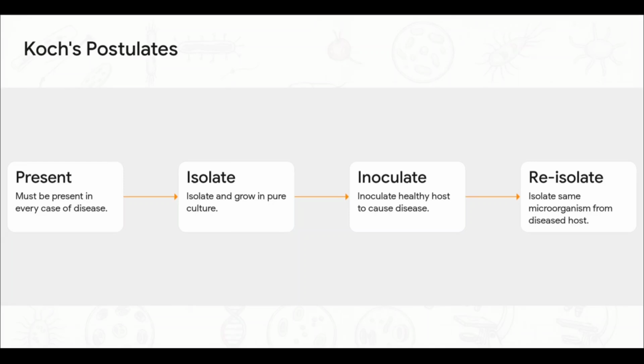To prove exactly how microorganisms cause clinical disease, Robert Koch formalized a sequential methodology using the anthrax-causing bacteria, Bacillus anthracis. Known as Koch's postulates, this framework demands 4 strict steps. First, the specific microorganism must be present in every single case of the disease. Second, it must be isolated and grown in pure culture. Third, inoculating this culture into a healthy host must replicate the original disease. And finally, the identical microorganism must be re-isolated from the newly diseased host.